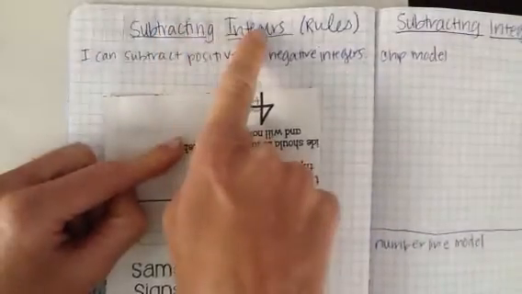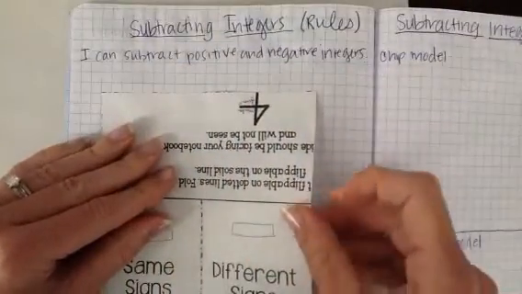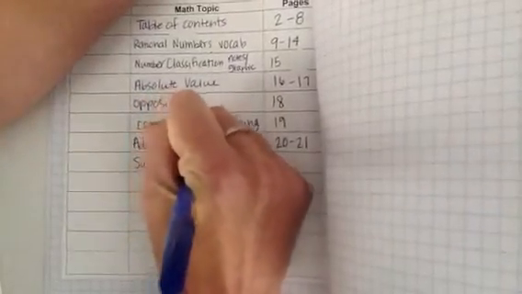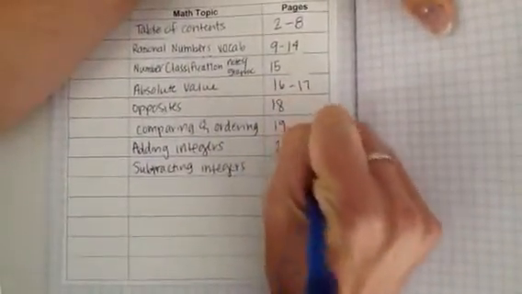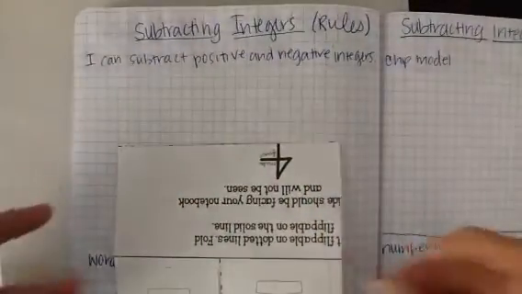So go ahead, you want to title your page, you want to write down, I can subtract positive and negative integers. Don't forget to go back to the table of contents and write down exactly the page numbers. It should be the next one up here. My page numbers are pages 22 and 23. So don't forget to write that down. Again, include the date.